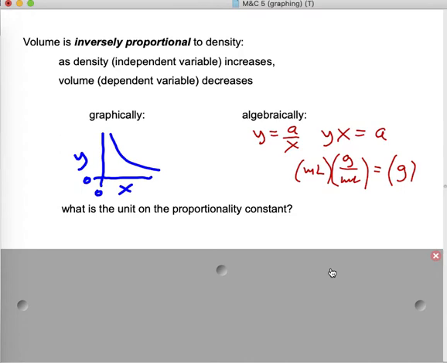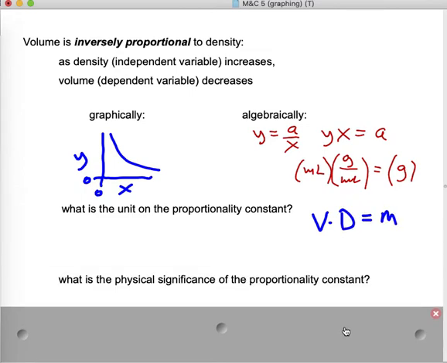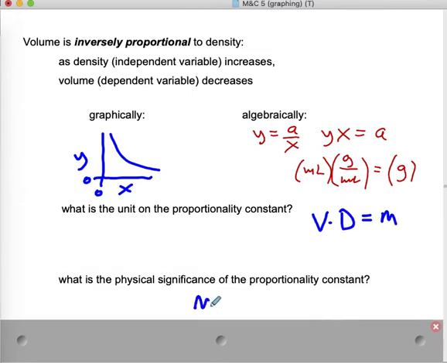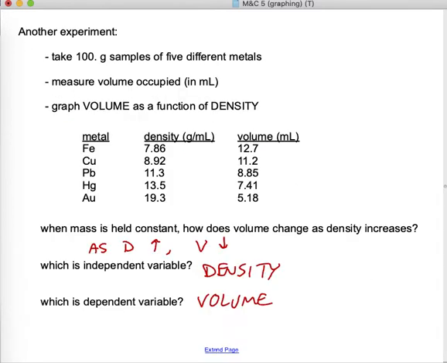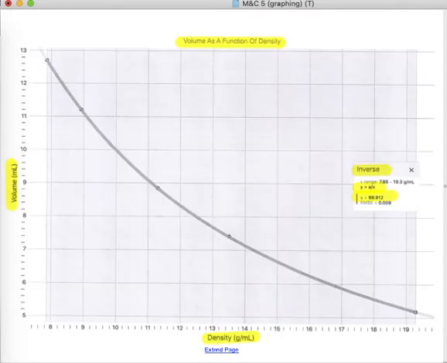I'm going to write this as volume times density equals mass. And the physical significance of the proportionality constant in this case is mass. And that makes perfect sense because we said we started out with 100 gram samples of the 5 different metals. That's what's being held constant. And we see from the curve fit that the proportionality constant A, 99.912, is very close to 100 grams.